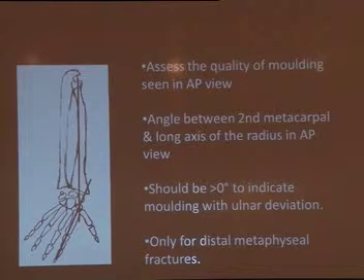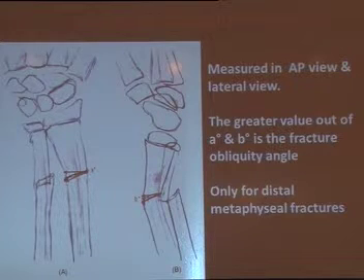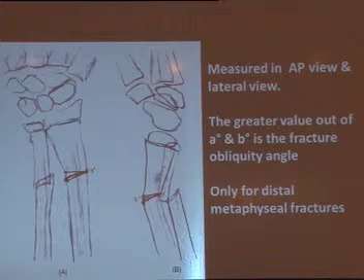The third index which we considered is the second metacarpal radius angle. It's the angle between the second metacarpal and the shaft of the radius. It should be more than 0 degrees, and it is only used for distal metaphyseal fractures. Fracture obliquity angle is the maximum obliquity of the fracture site, which is considered only for distal fractures. The greater of the 2 obliquity angles in the AP and lateral views is considered to be the fracture obliquity angle for that particular patient.